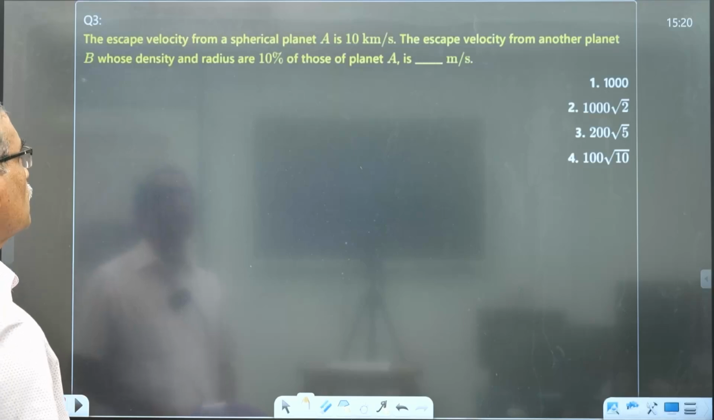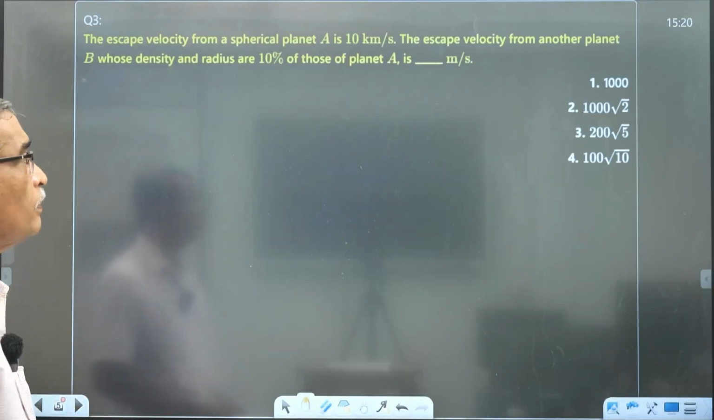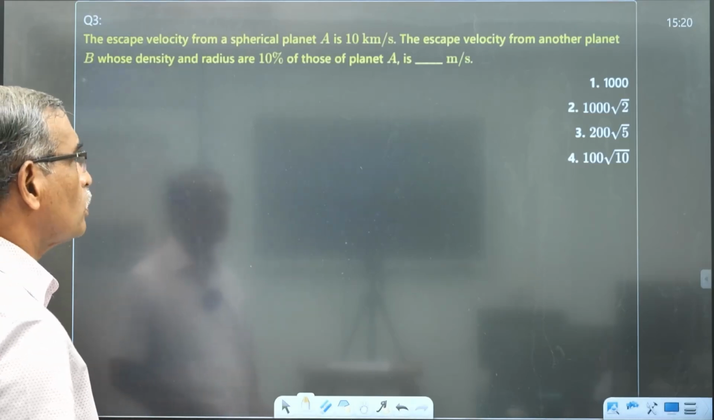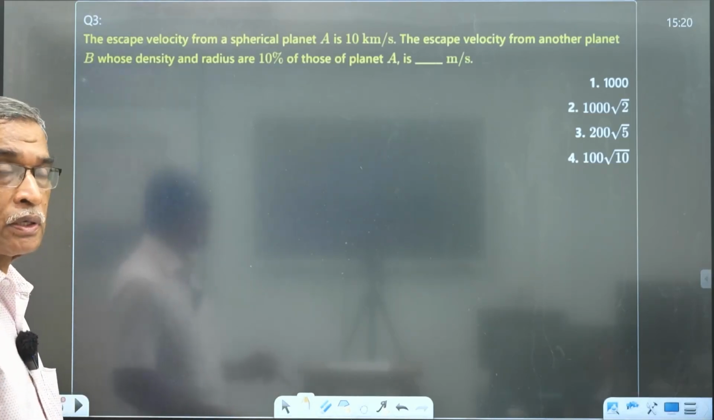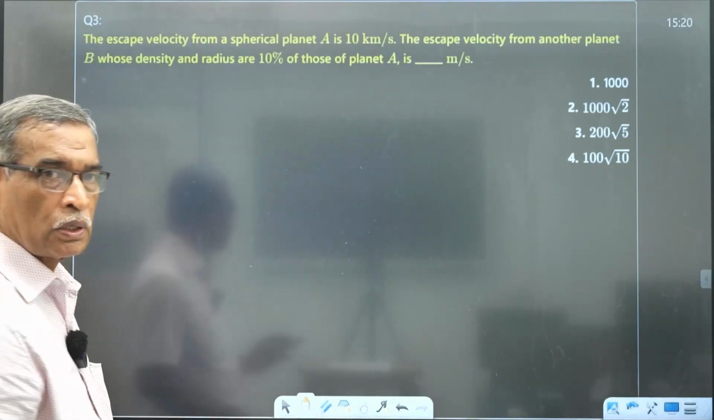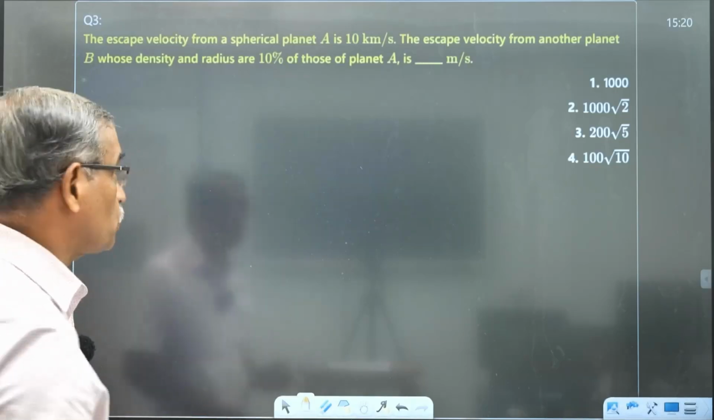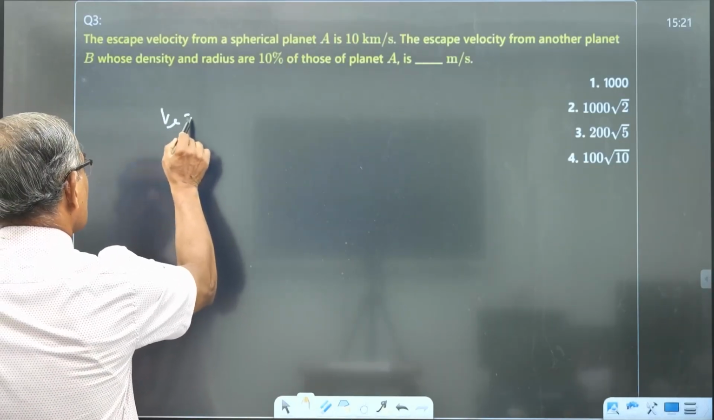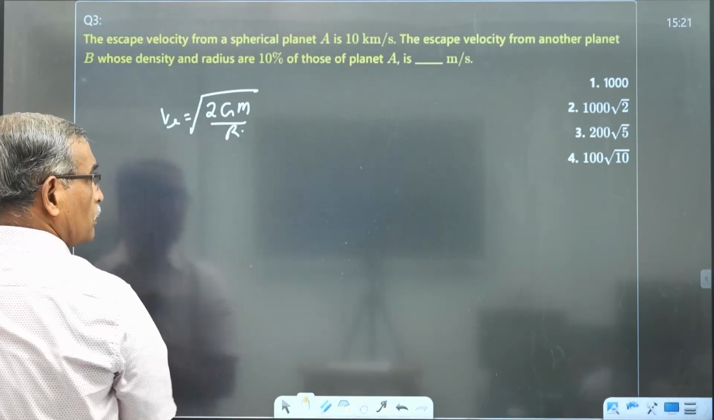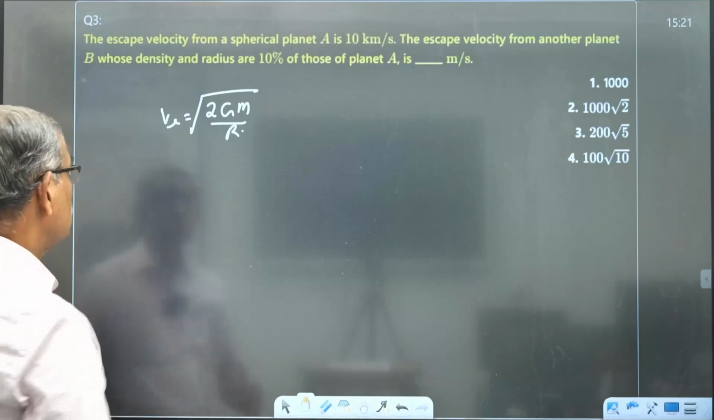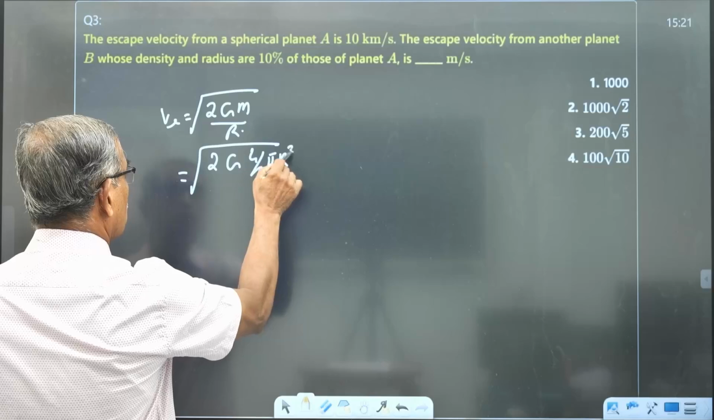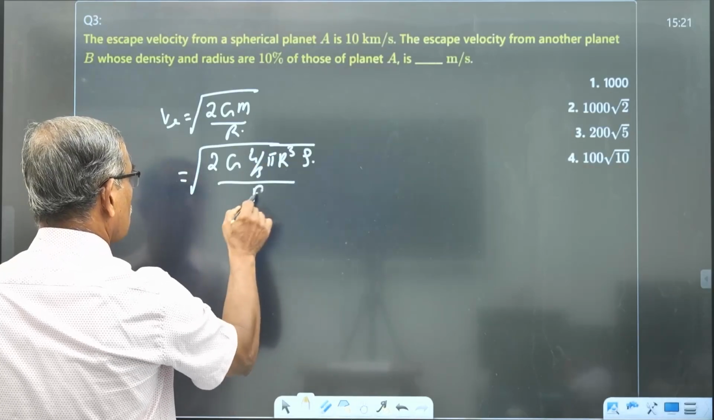Next one. Escape velocity from a spherical planet A is 10 km per second. Escape velocity from another planet B, whose density and radius are 10% more. We have to write down the escape velocity in terms of density and radius. Density and radius must be there in the expression. You know escape velocity is root of 2GM by R. Now replace M and bring in density and radius. It equals root of 2G into 4 by 3 pi R cubed rho by R.